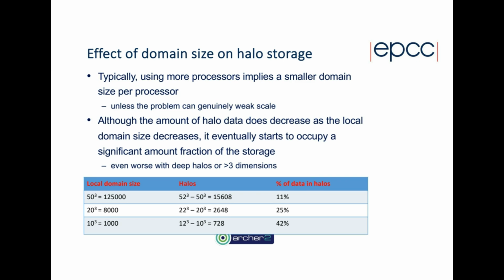However, even though the amount of halo data does decrease as the local domain size decreases, it eventually starts to occupy a significant fraction of the storage, and that gets even worse if we have, say, deep halos, so more than one layer of halo cells around the domain, or problems like quantum chromodynamics, where you're operating in 4 or 5 dimensions instead of 3.